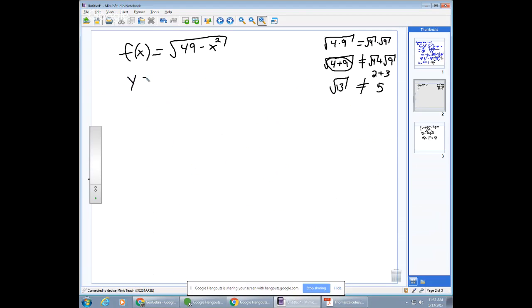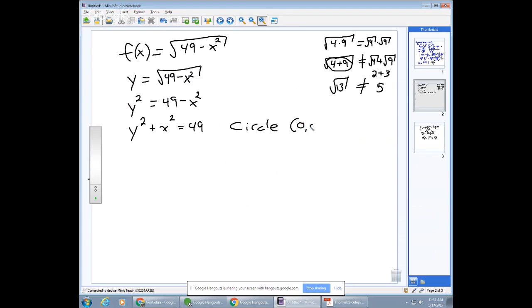If I were to write this as y equals the square root of 49 minus x squared and square both sides, I get y squared equals 49 minus x squared. Bringing the x squared over, I get y squared plus x squared equals 49. And so now I can see that this is a circle with a center of 0, 0 and a radius of the square root of 49, or 7.